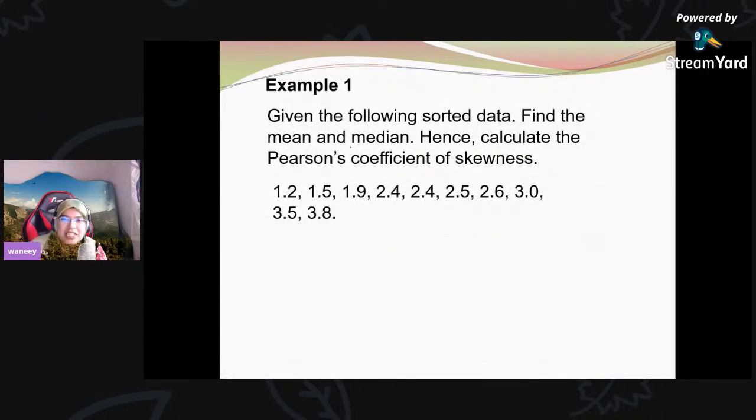Okay, example 1. Given the following sorted data, find the mean and median, hence calculate the Pearson coefficient of skewness. Like I told you before, we have two formulas: either one with the mean and the median, or one with the mode. Since the question asks you to calculate the mean and the median, then to calculate the Pearson coefficient of skewness, we have to use both the mean and the median. So now let us calculate the mean and the median.